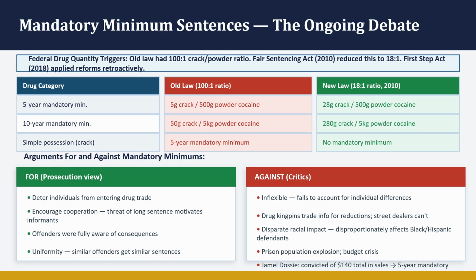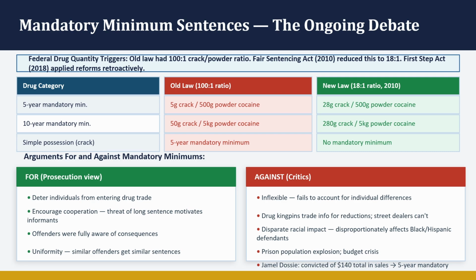This disparity had devastating effects on African American communities because crack cocaine was predominantly sold in small quantities in urban black neighborhoods, while powder cocaine was more commonly used by white defendants. The racial impact was not subtle. Roughly 3/4 of those sentenced under the crack minimum were black.